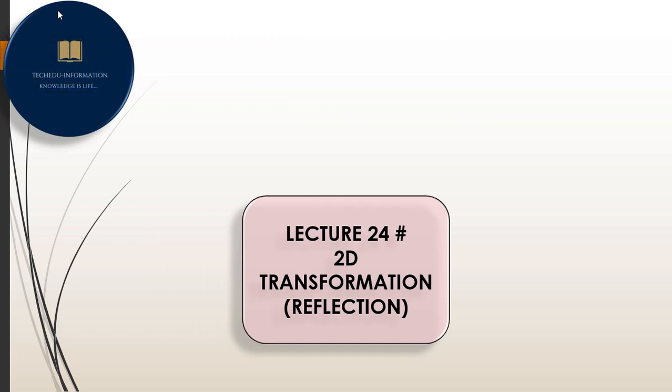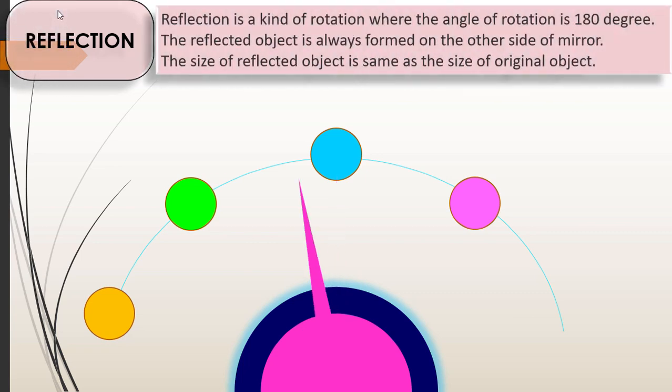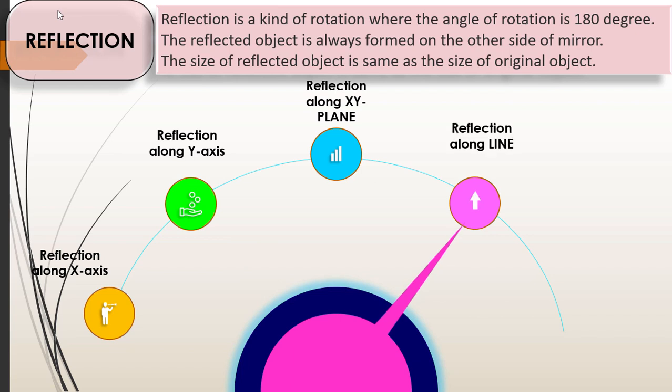In this video we are going to start with a 2D transformation technique named reflection. So let us start with the definition of reflection. Reflection is a kind of rotation where the angle of rotation is 180 degrees. The reflected object is always formed on the other side of the mirror. The size of the reflected object is the same as the size of the original object.